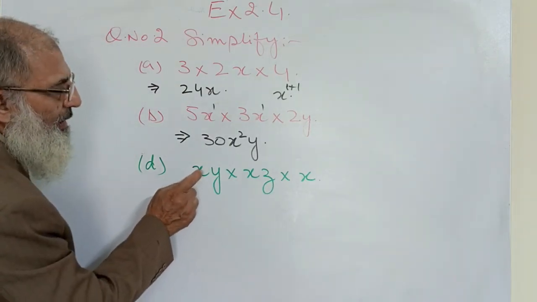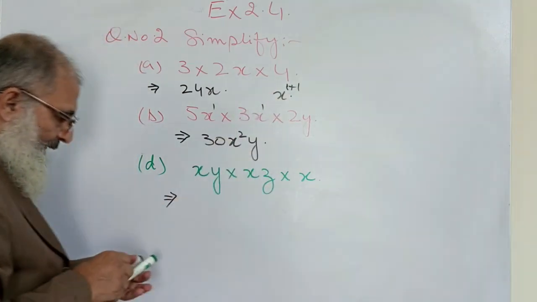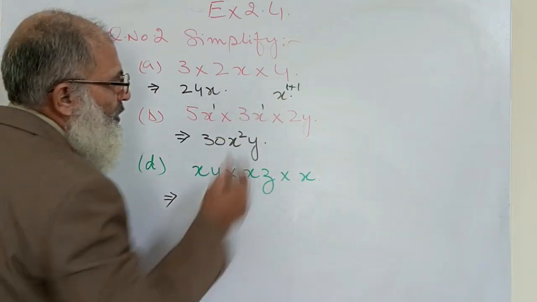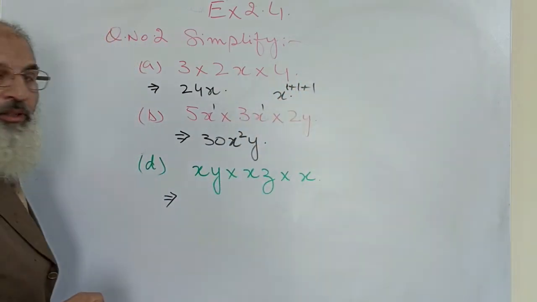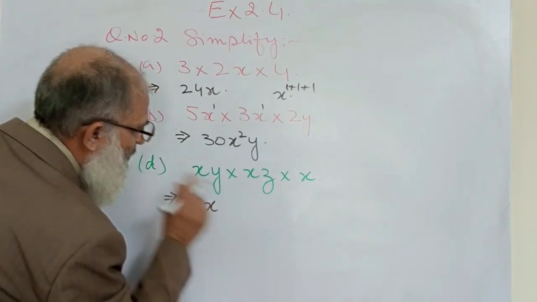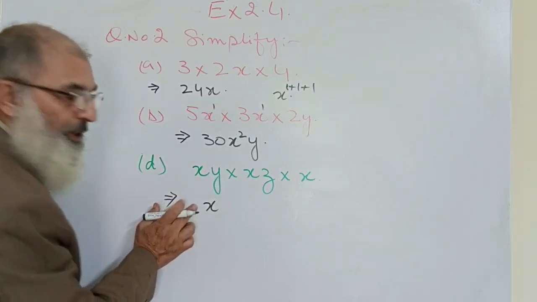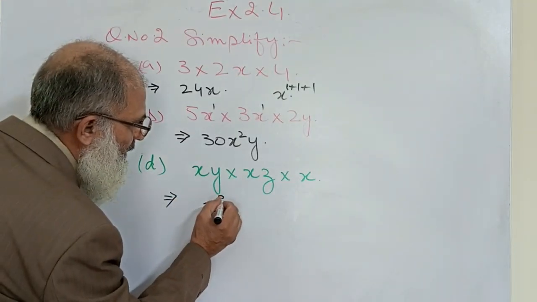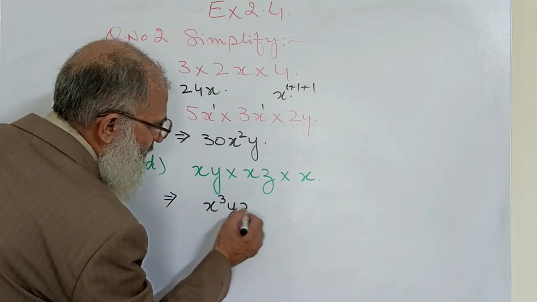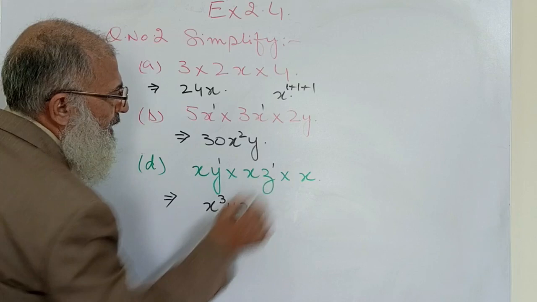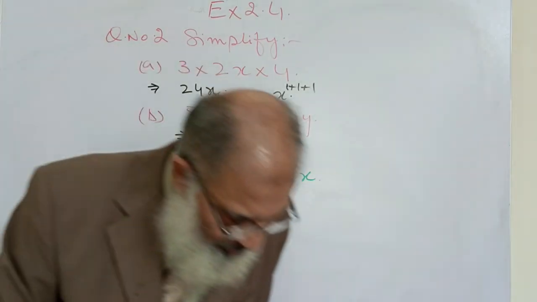Now you see that there are 3 x's: x, x, and x. There were 2 x's over here, now we have got 3 x's. 1 times 1 is 1, 1 times 1 is 1, so it will remain 1. Now it will become x cube, then y will come, and then z will come, because both carry index 1, and this is the required answer.